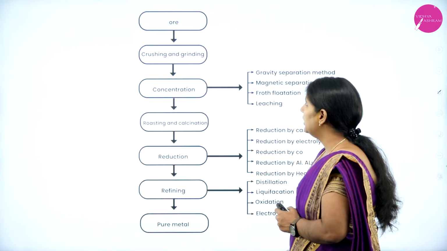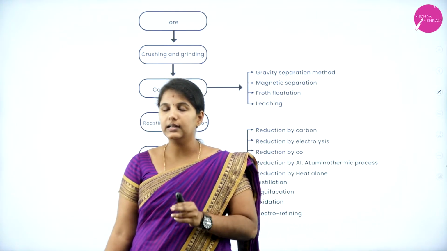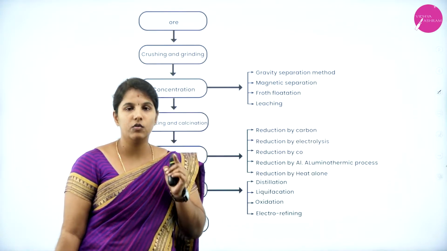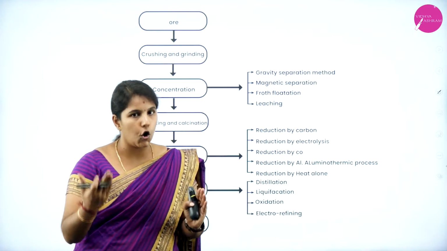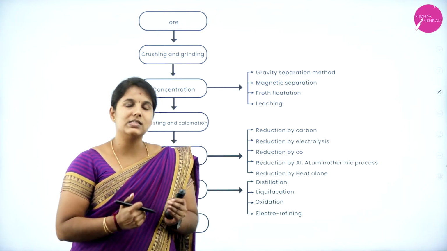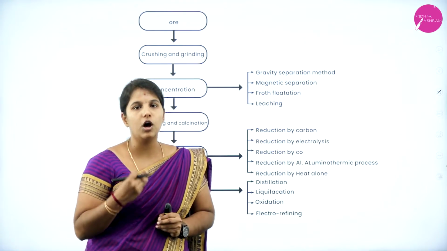Okay. Next, we'll see how many steps we follow. In the beginning, we understood that we follow only three steps: concentration of the ore, conversion of the concentrated ore into oxide form, and refining. In between these three steps, we follow a number of other steps. Let's see what those are.